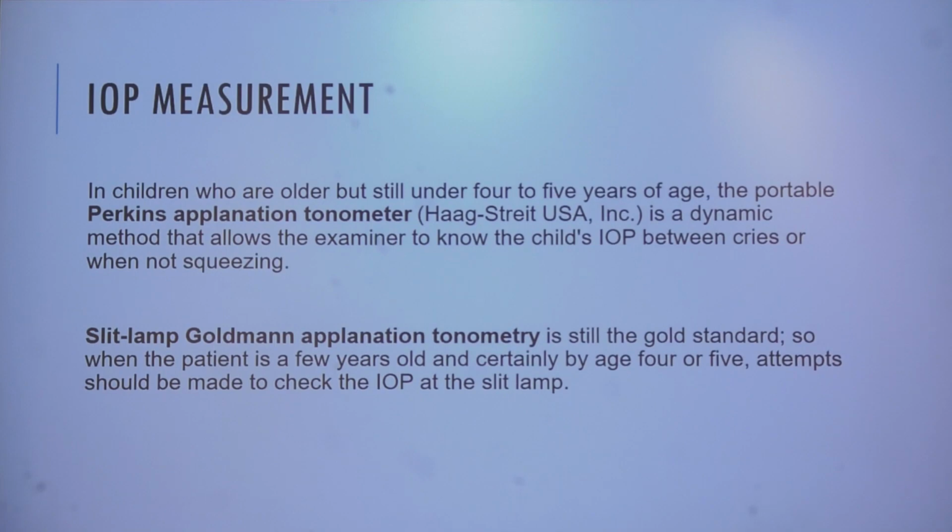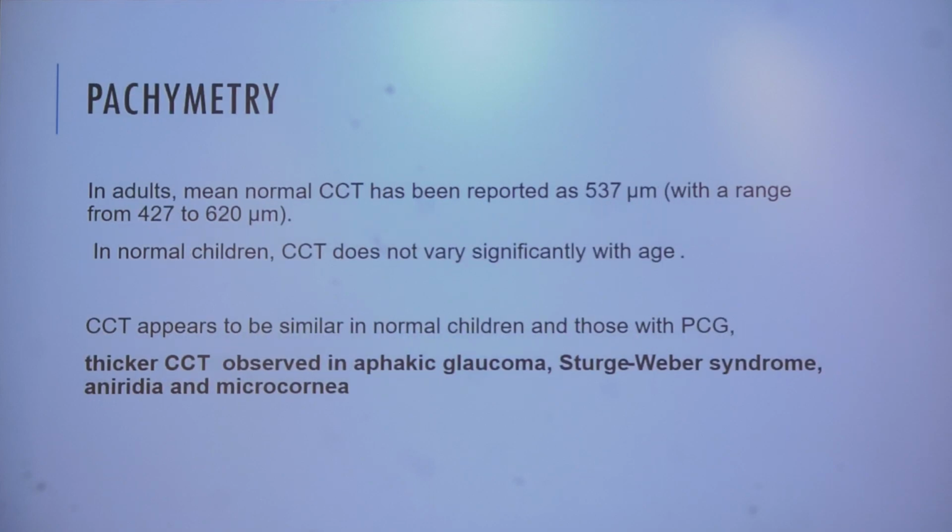So in children who are older, 4 to 5 years of age, portable Perkins can be a good thing. And slit lamp Goldmann is always best when patients are 4 to 5 years of age and above. Pachymetry has no direct relation like in adults, but we should know that some of the congenital glaucomas can have a higher pachy.